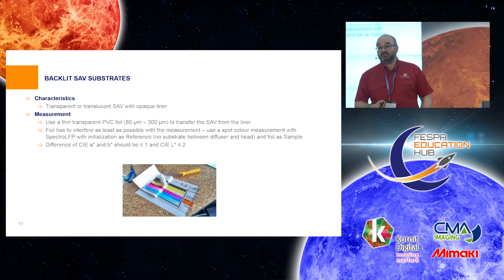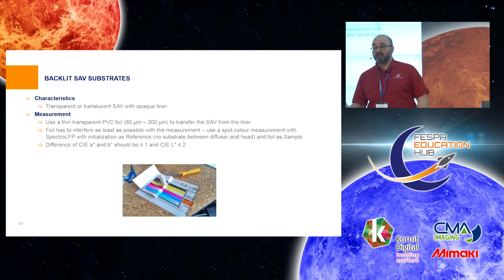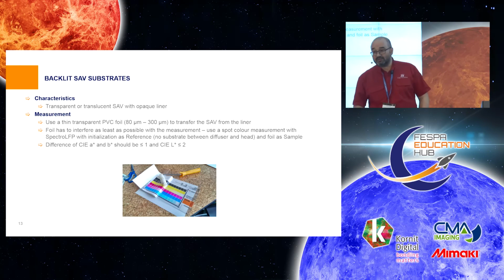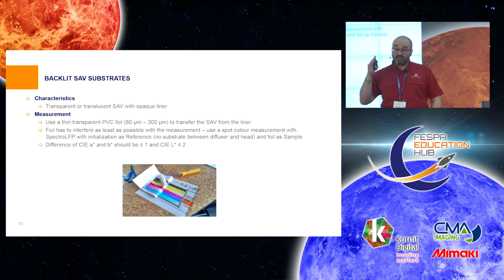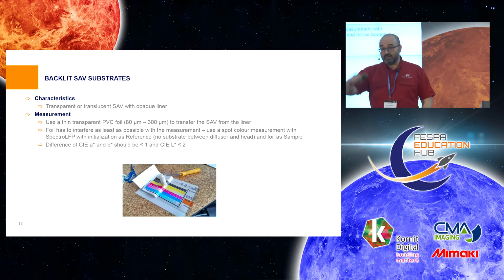Backlit self-adhesive substrates. These are typically self-adhesive vinyls, but they are meant to be either transparent or translucent. You take them off the liner and put them on glass or acrylic, and they are illuminated from behind, or they simply allow the light to pass through. How do you measure this? Because they come on the liner. If you take it off the liner and put your measurement device on it, it will get stuck.